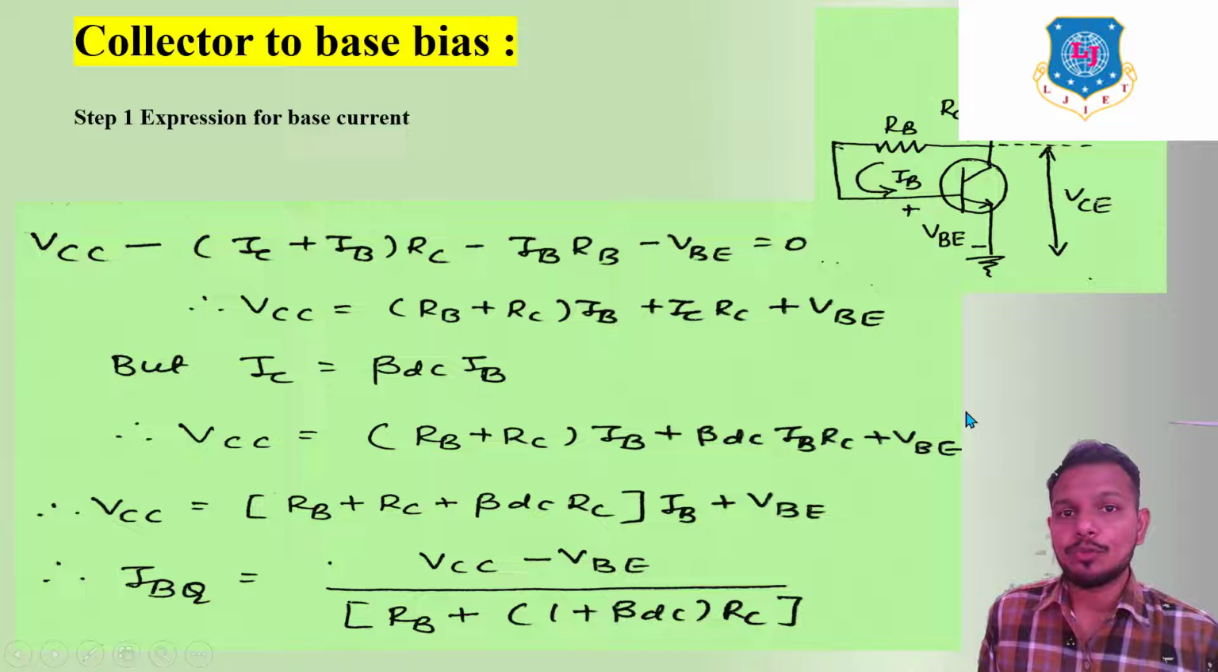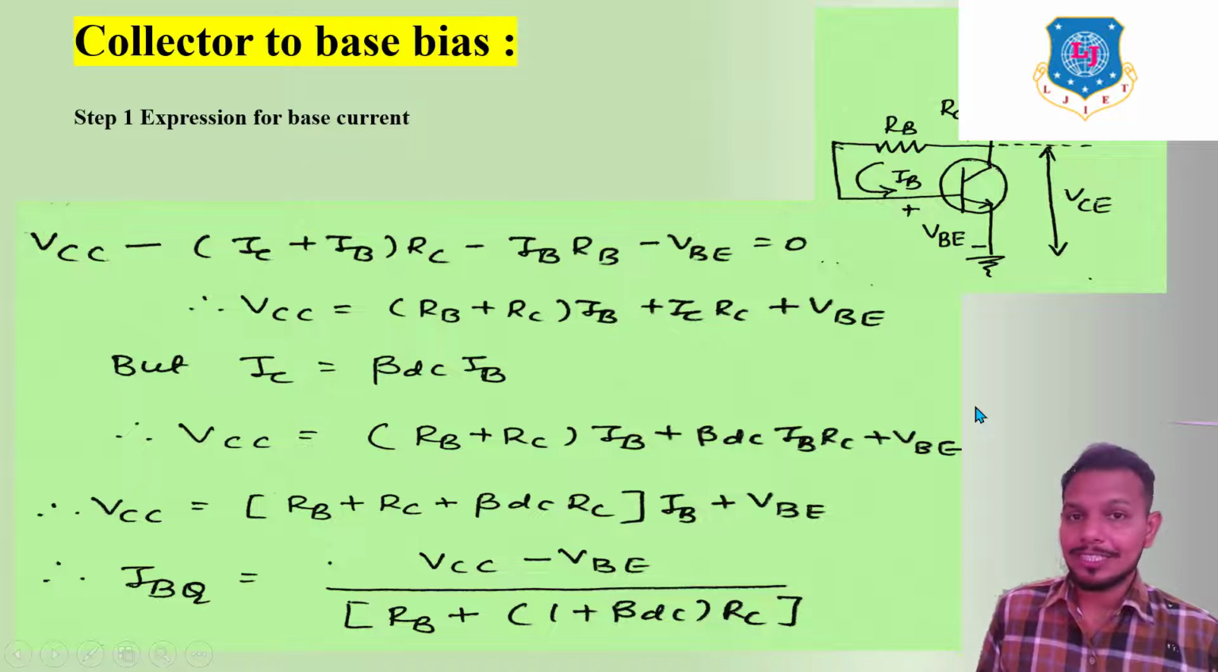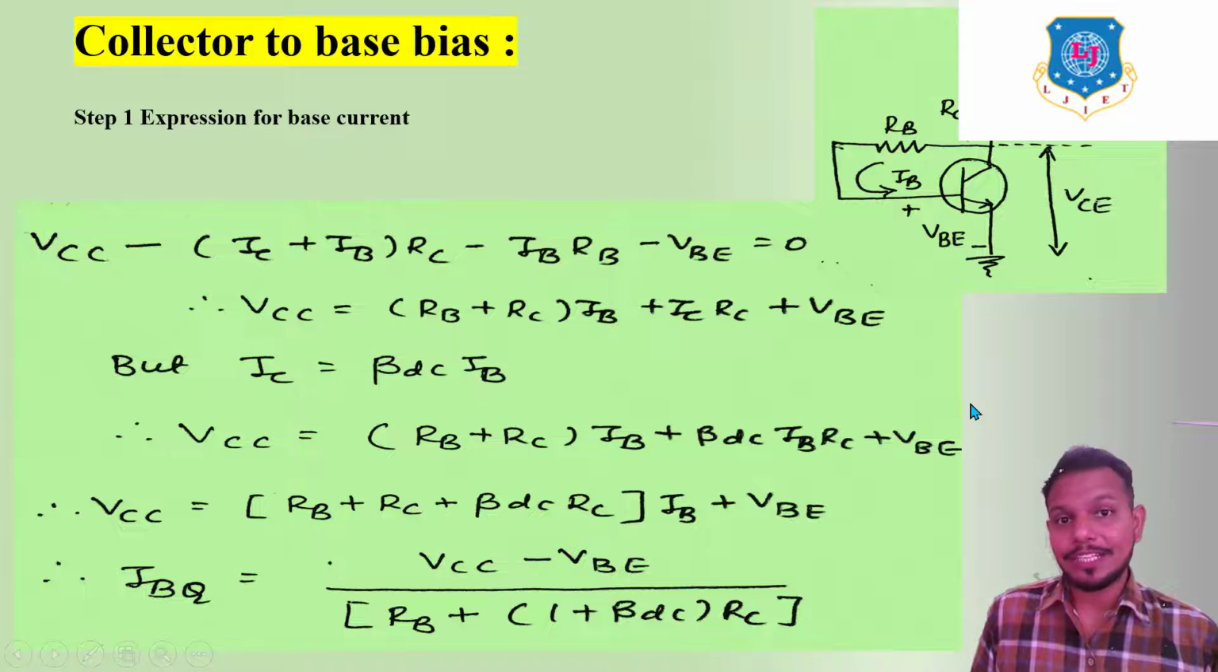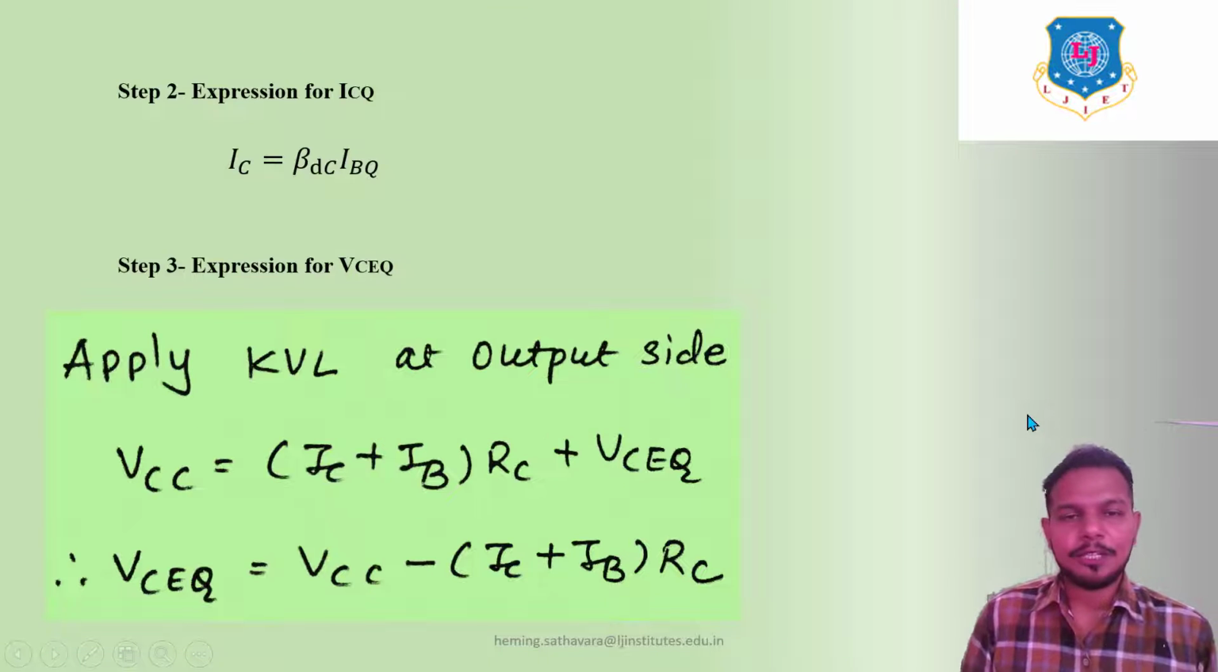Now in this expression we have to find IB's value. So IB take as a subject. IBQ is equal to (VCC minus VBE) upon (RB plus (1 plus beta DC) into RC). So this is your final expression for the base current, which is actually your input current. Now here we can see expression for the ICQ. We have to just put IBQ's value in this equation. Then you will find IC value.